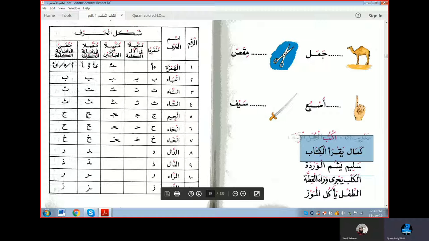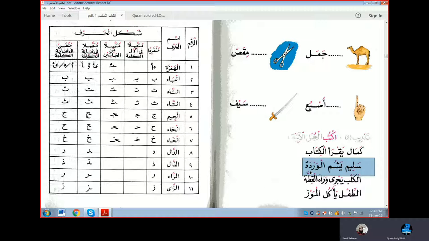Okay. Salimun yashummu al-warda. Salim smells the rose. Salim smells the rose. Salimun yashummu al-wardata. Salim smells the rose, singular word.